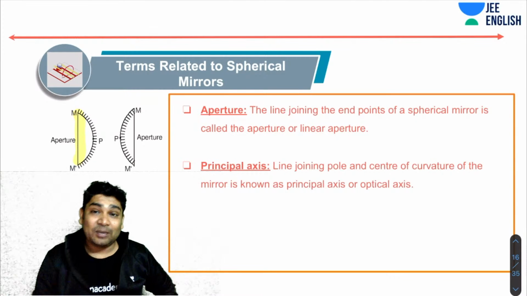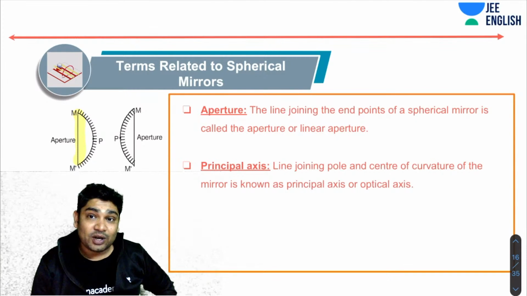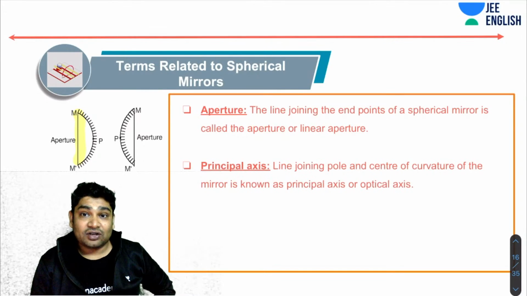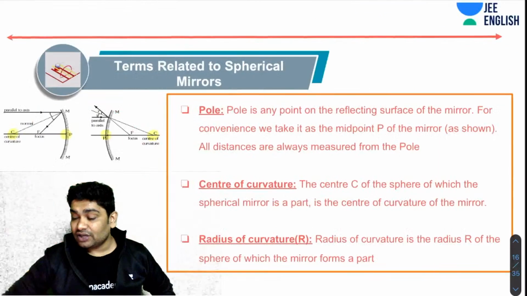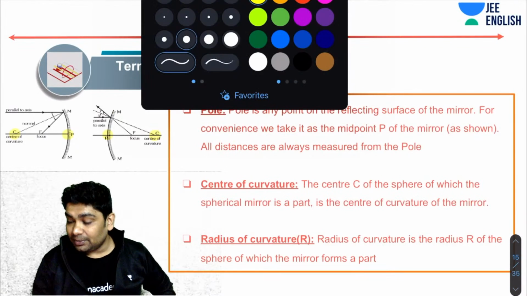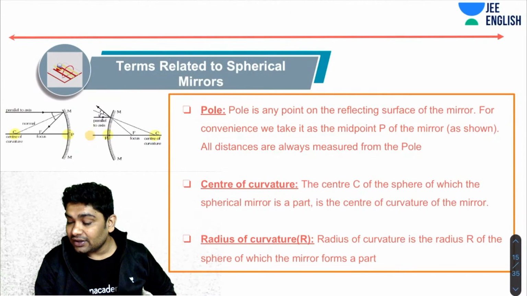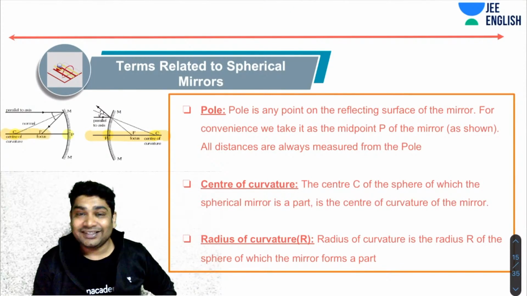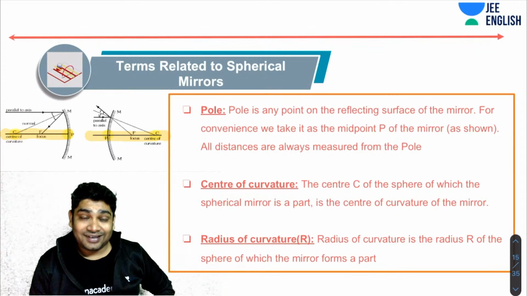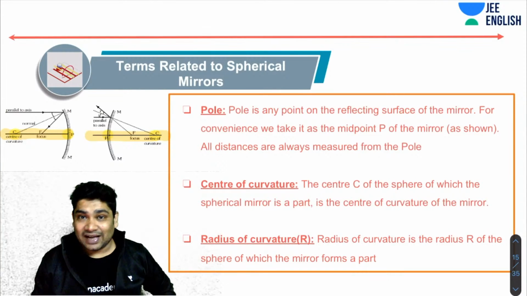Then you have something called a principal axis. Principal axis is the line joining the pole and the center of curvature of the mirror. Okay, so here if you see, this is what you call the principal axis. Here this line and here this. These are the lines that we denote as the principal axis.